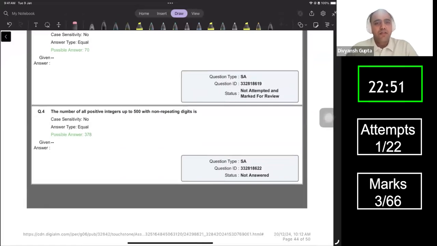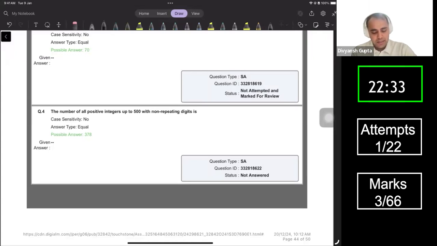Question 4, number of all positive integers up to 500 with non-repeating digits is. This is a small one-liner. I understand the question. I know how to do this. I can either let it be and make sure I come back to this because it's an easy solve, or might as well just solve it right now. I'm going to do the latter one. I have some time right now.